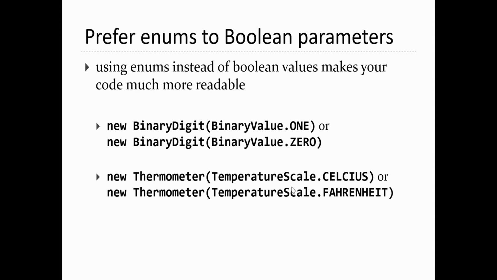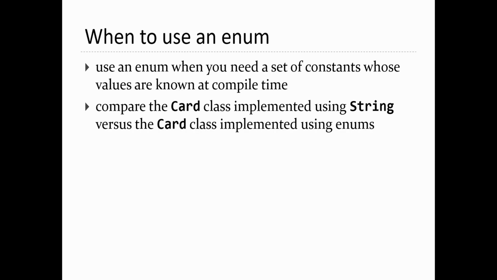If I make an enumeration to go along with my thermometer class, called temperature scale, it only has 2 constants in it, Celsius and Fahrenheit. Now when I make a thermometer, I say, oh, well, that's obviously a thermometer that measures in degrees Celsius, or that's obviously a thermometer that measures in degrees Fahrenheit. So enumerations can make your code a lot easier to read, especially when you're using Boolean values to indicate one of 2 different things.